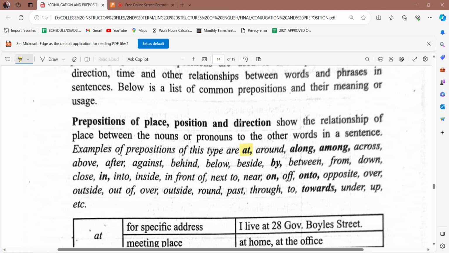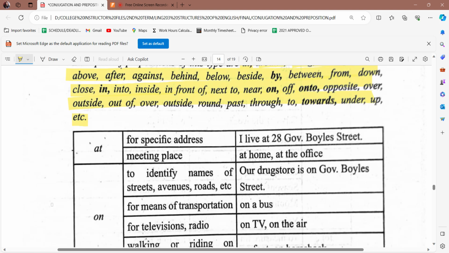We have at, around, along, among, across, above, after, against, behind, below, beside, by, between, from, down, close, in, into, inside, in front, off, next to, near, on, onto, opposite, over, outside, out of, round, past, through, towards, and there are many other kinds of prepositions of place, position, and direction.